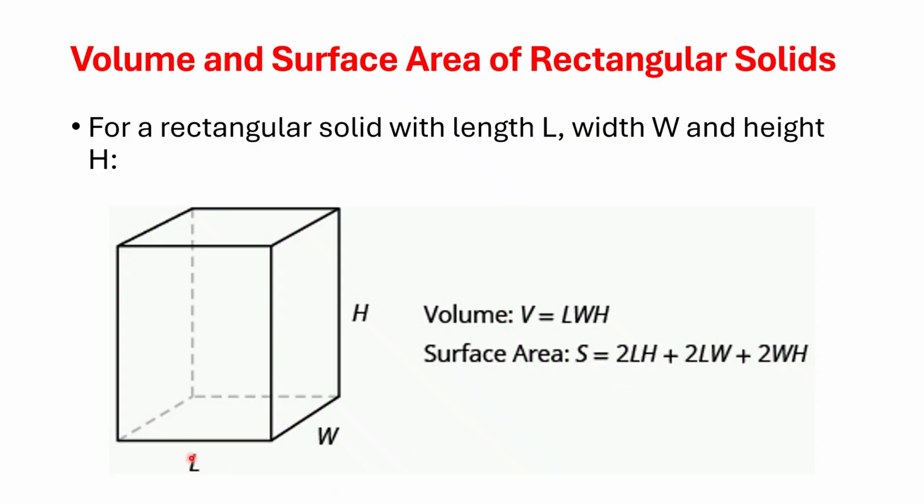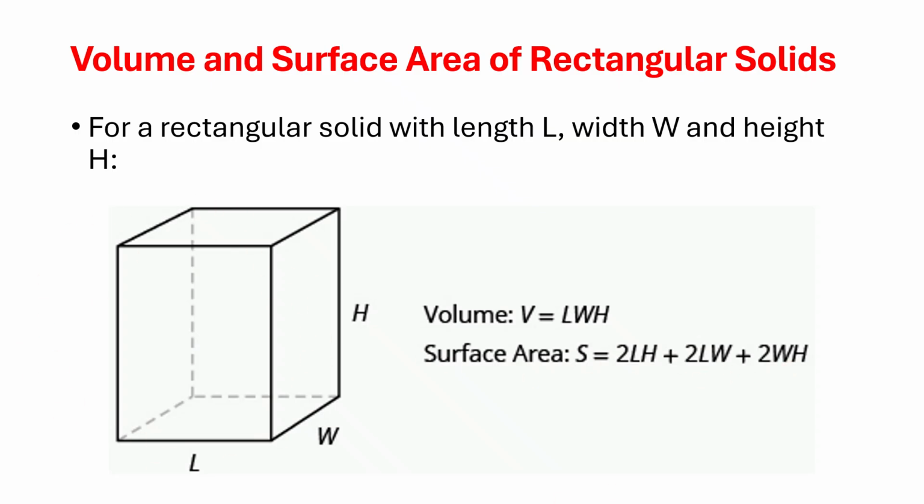And on the front, we have LH. This is the length L, then this height H, the same as this one. So this is the surface area at the front, and at the back, the same measurement. So the surface area is equal to 2 times LW plus 2 LH plus 2 WH. So this is the total surface area of this rectangular solid.